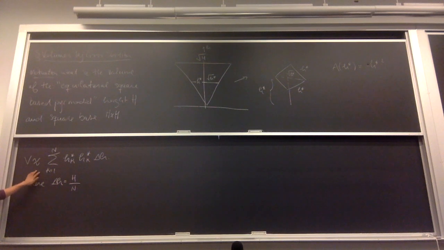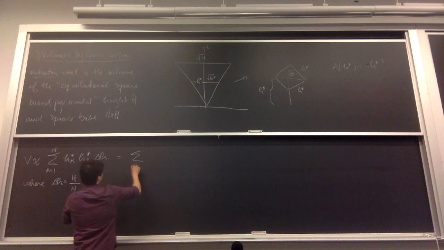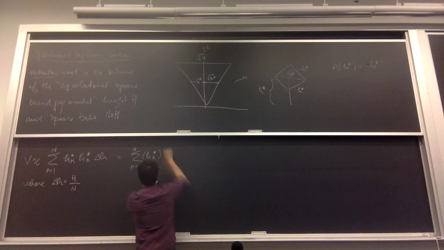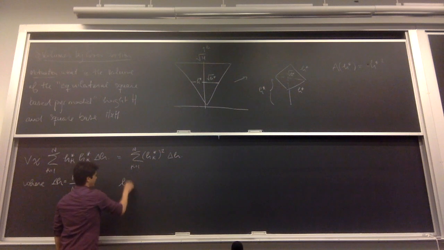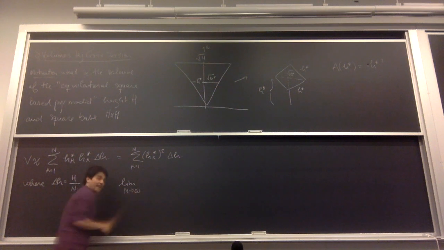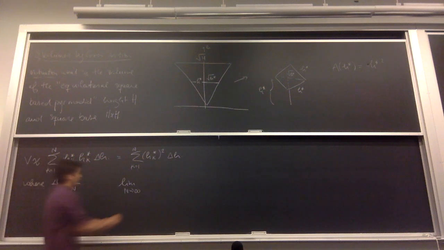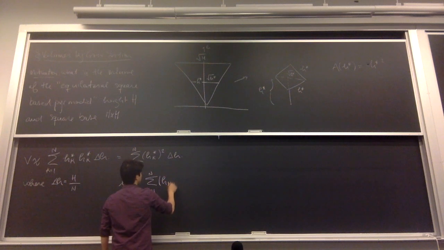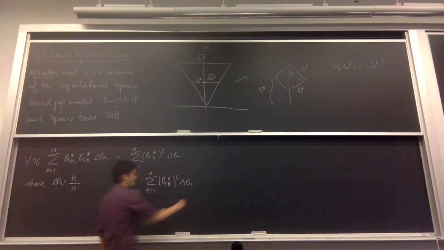Okay, so we got this, which is equal to the sum from k equal 1 to n of h, that sample squared, delta h. But what happens if we take the limit as n goes to infinity of this? The natural thing we want to do is approximate the volume by pushing the number of prisms to infinity. So we're going to get this. So then what is this equal to?